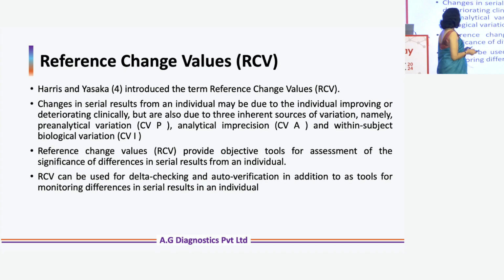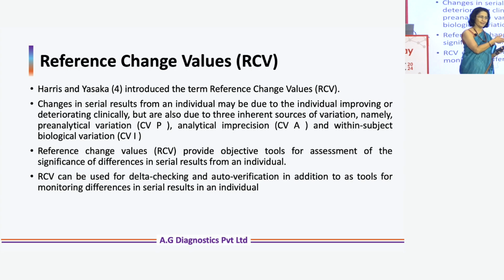So, coming to reference change value, an important concept. Harris and Yasaka introduced the term reference change values when there's a change in a serial result in a patient. So, you've done a hemoglobin for a patient today and 3 months down the line. How much should be the difference if no clinical event has occurred in between?